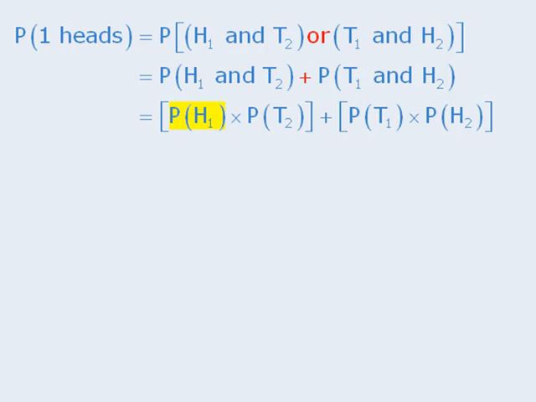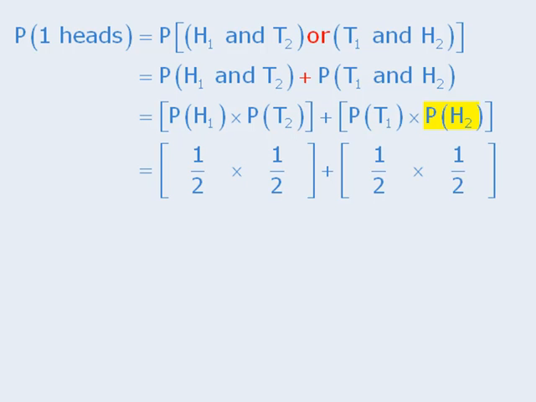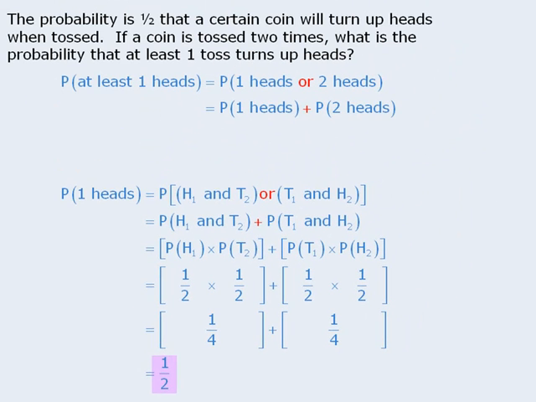The probability of getting heads on the first toss is 1/2. The probability of getting tails on the second toss is 1/2. The probability of getting tails on the first toss is 1/2. The probability of getting heads on the second toss is 1/2. At this point, we can multiply the values within each set of brackets, and finally we'll add these 2 fractions. So the probability is 1/2 that we get 1 heads when we toss a coin twice, which we can now add to our calculations.